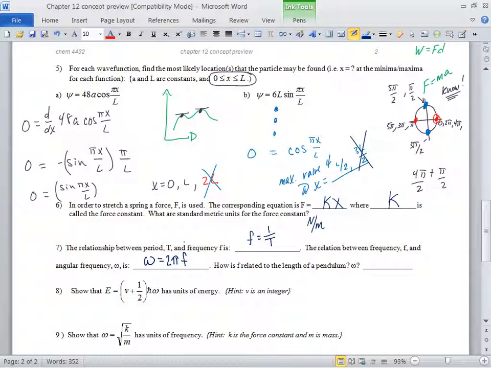What we're trying to get into with omega is to start using the unit circle and have revolutions described with radians. So that's all it's doing. But it's a little more useful when you start talking about repetitive motion to get things into radians. So that's why we're starting to introduce it. How is f related to the length of a pendulum?